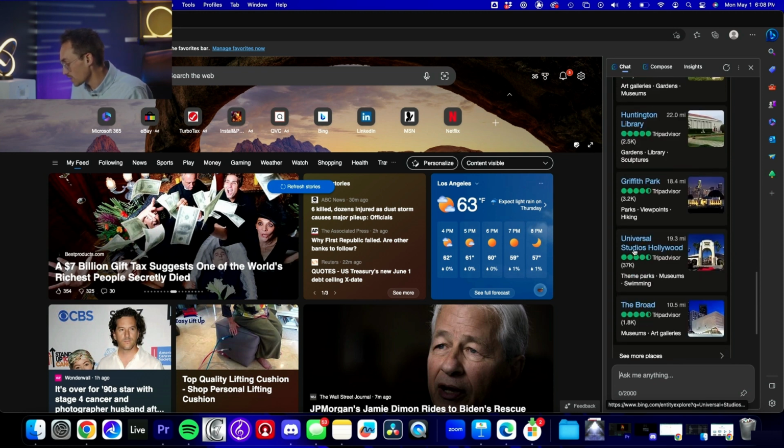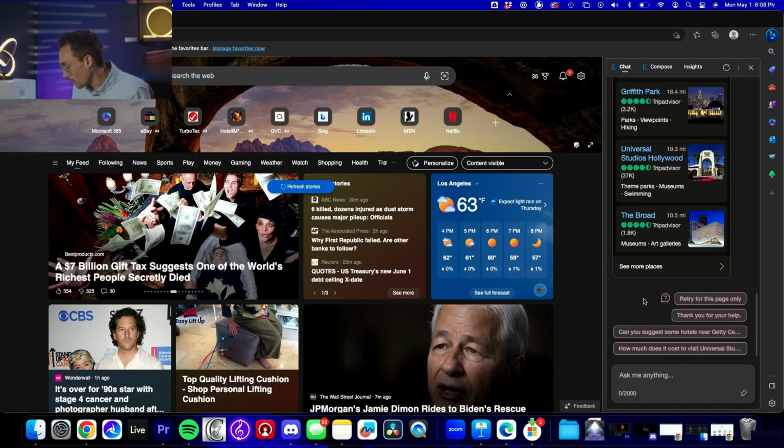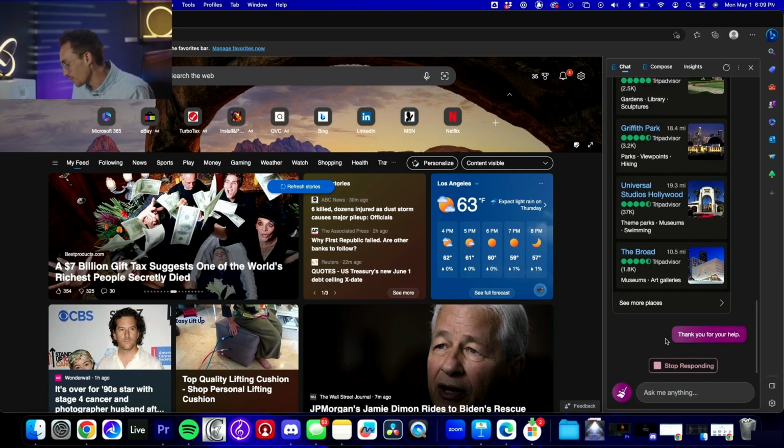Let's say we were really excited about Universal Studios. It's just a click away if we want to go ahead and book some tickets. If you had any follow-up questions, again, this bottom section populates with logical follow-up questions you may want to ask, such as hotels and the cost to visit Universal Studios. And you can also just go ahead and thank you for your help.